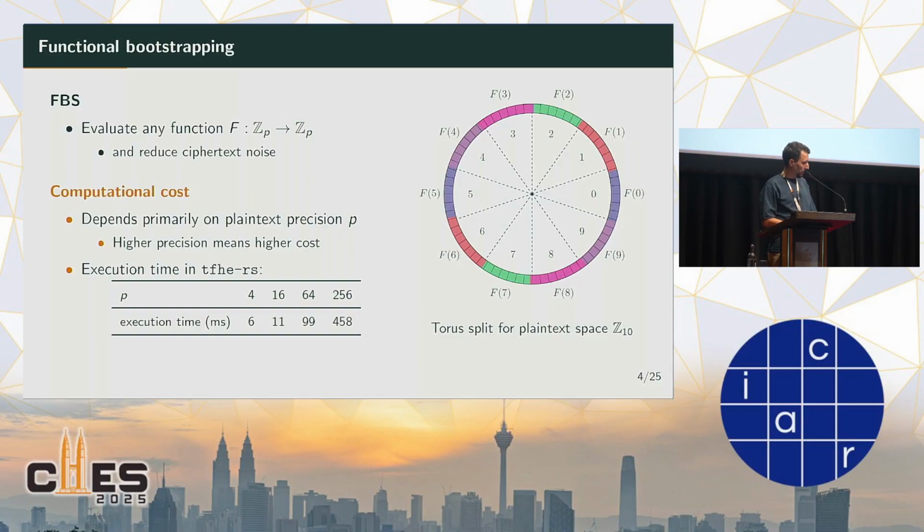Here, for example, is the execution time in TFHE-rs from Zama as a function of the bootstrapping precision of Z_p. It's increasing non-linearly. So it's always better to have a lower message space P, but you'll lose in functionality.